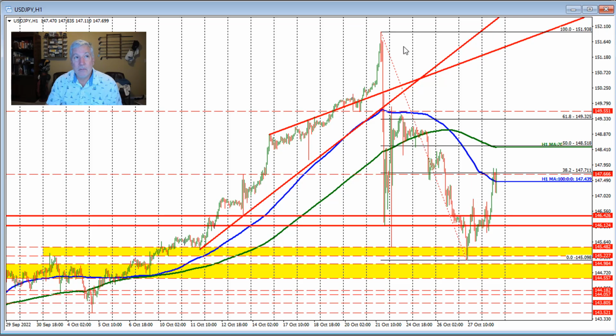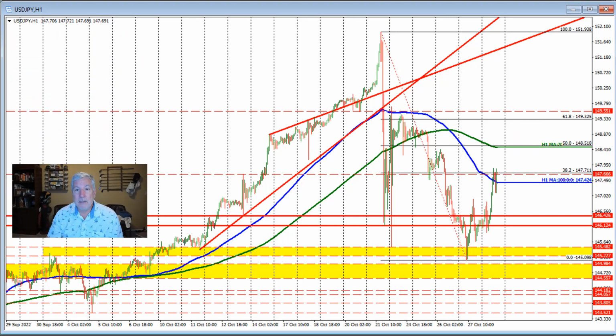Is that Thursday? 1, 2, 3. From Friday's high down to the low. That 50% retracement comes in at 148.518. Also near that level is, of course, the 200-hour moving average, the green line in this chart. So key resistance on the top side if we're able to stay above this 100-hour moving average.